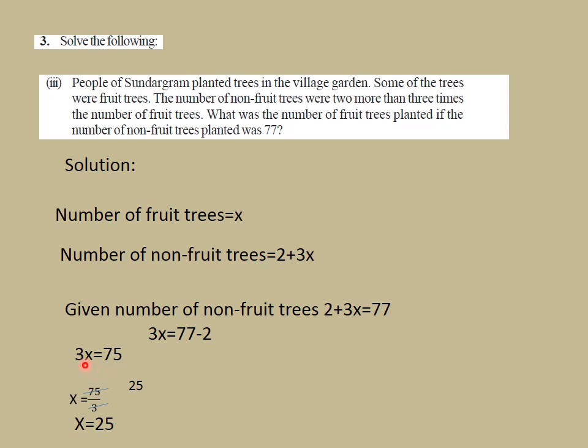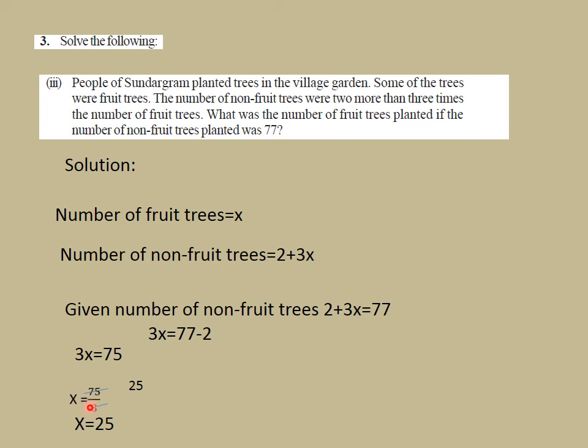What is the second step? The second step is you have to take 3 to the right hand side. What is 3 doing here? 3 is multiplying with x. So you take 3 to the right hand side, and it becomes 75 upon 3. Because it is multiplying, when it goes to the right hand side, it has to divide. Divided by 3.